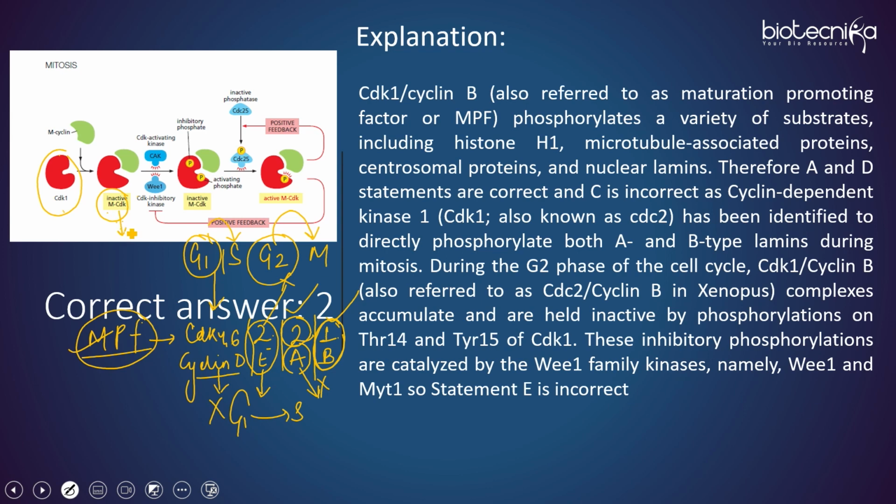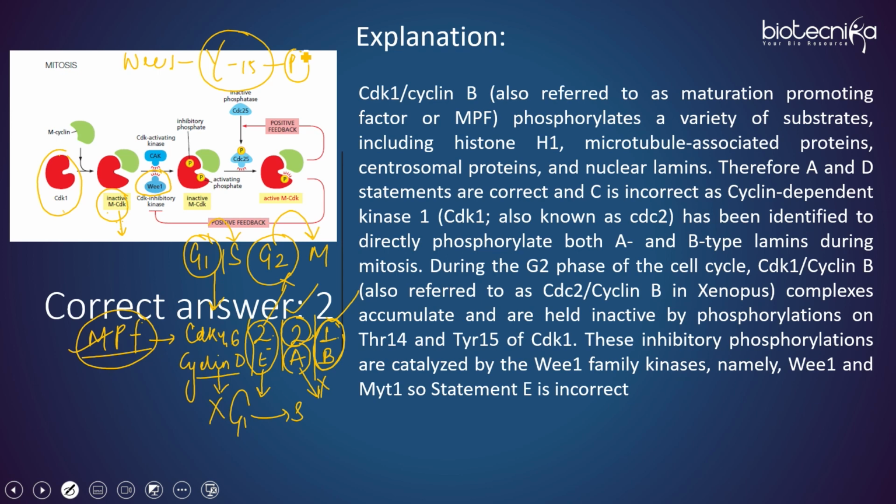Because now this inactive CDK will be acted upon by a V1 protein. Now, what is the function of V1? It will add a phosphate group to the tyrosine residue at the 15th position. V1 adds a phosphate group to the tyrosine residue of the 15th position, and this phosphate group is an inhibitory phosphate that inhibits something. So this phosphate group is added by V1.